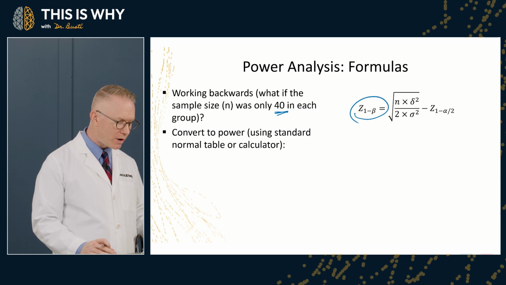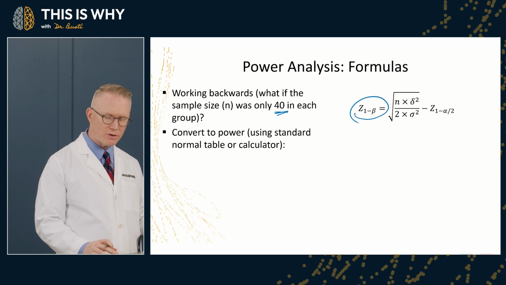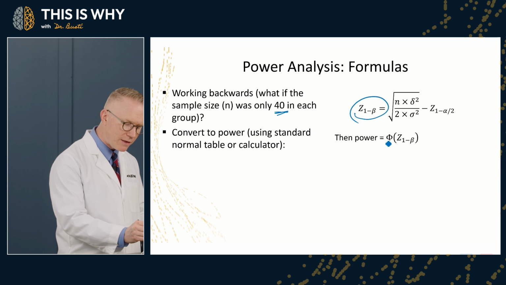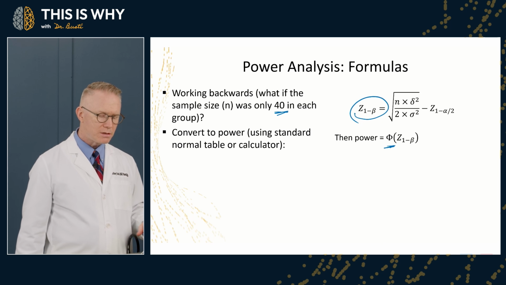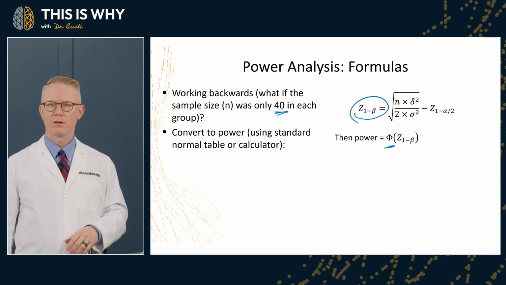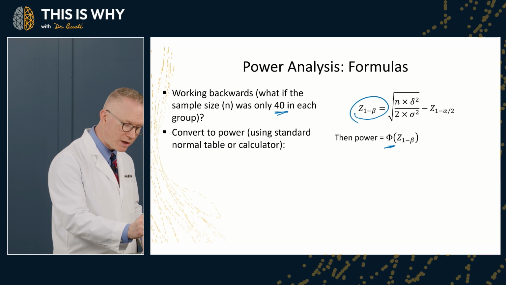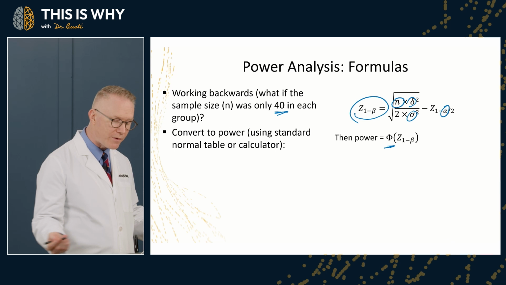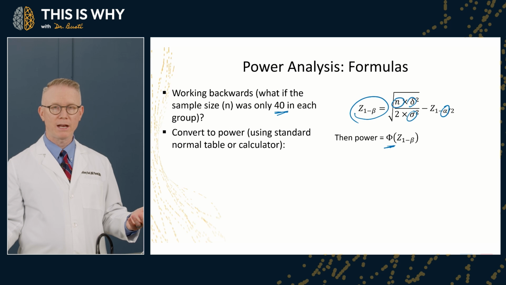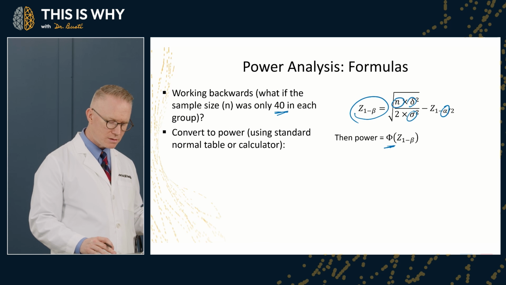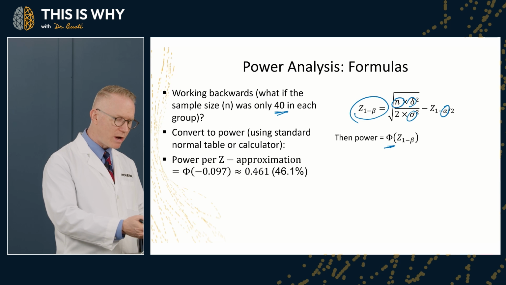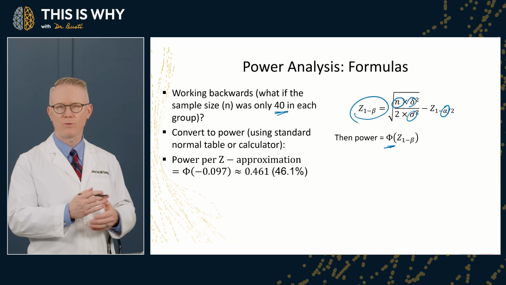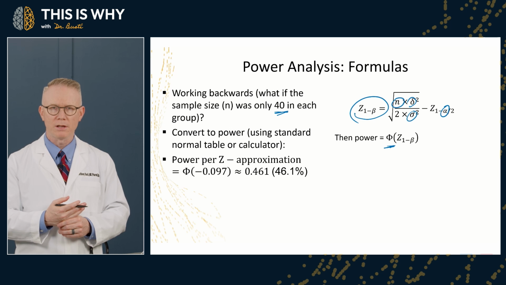Well, you can convert to the power by using a standard table or calculator, right? That's what gives this value here. But you can go backwards, and again, you're just filling in the sample size that you have, the delta and the sigma that you've been given, and you know your alpha. So you can plug it in and go backwards, okay? And I run through the synopsis right here for you if you want to dive into it.